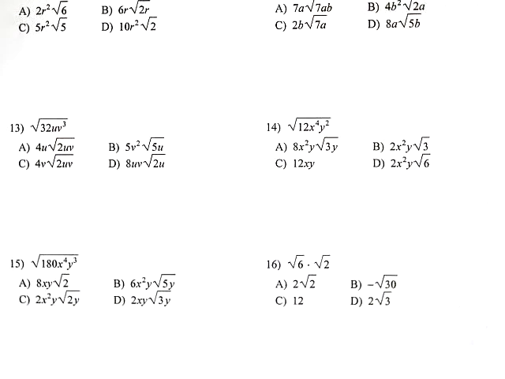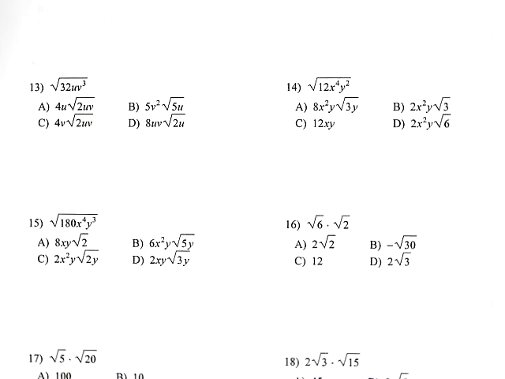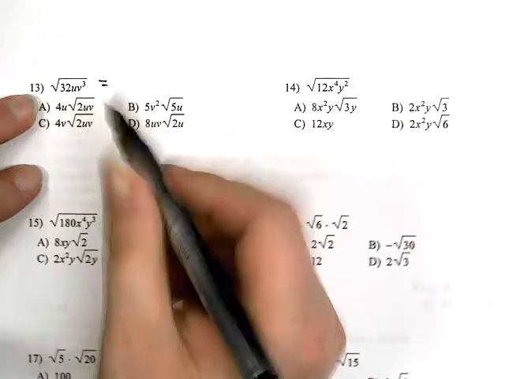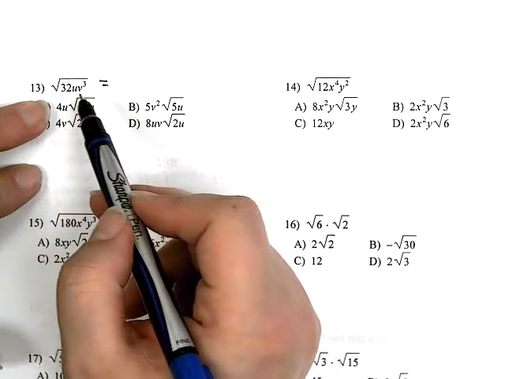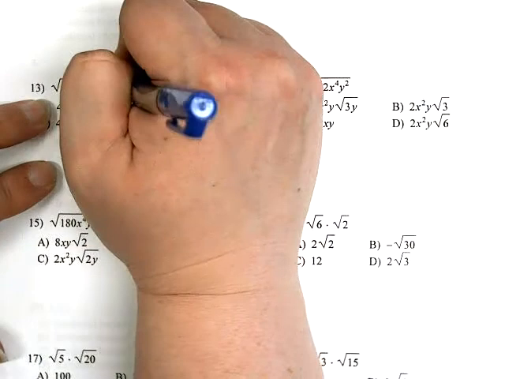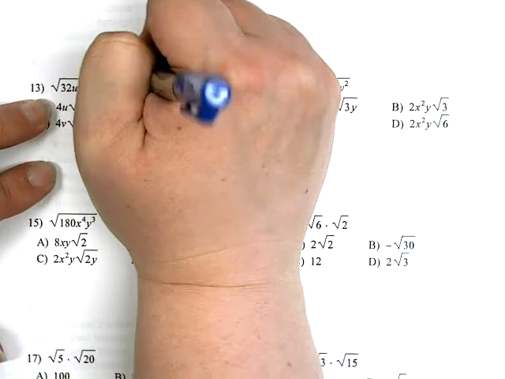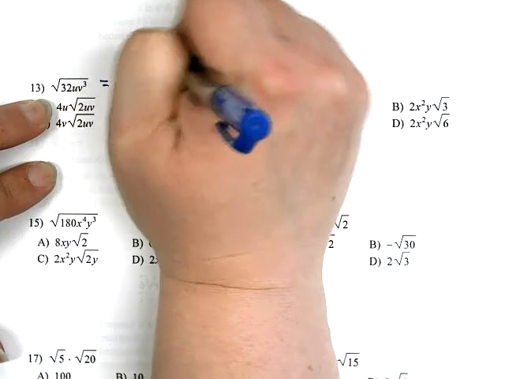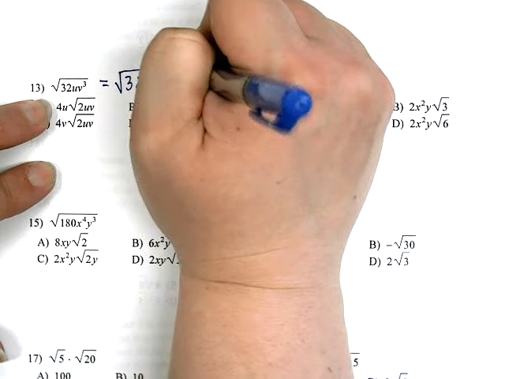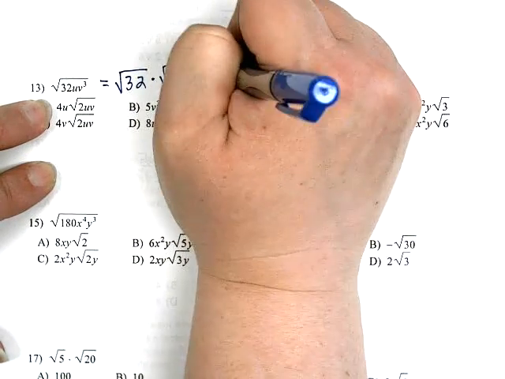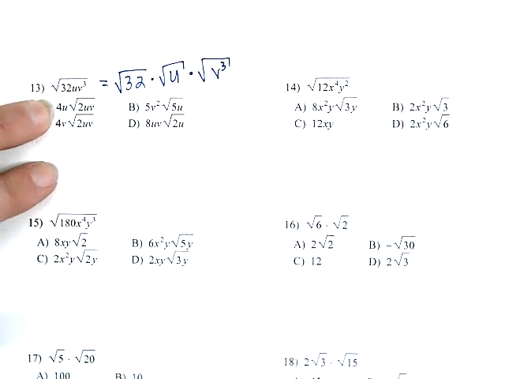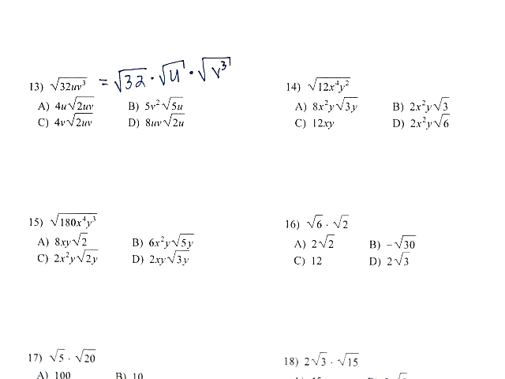All right, so take a look at number 13. Let's do that one. We need to simplify this radical, and the first thing I want to do is break it up because it's got a number, a u, and a v. So I'm going to break it up as the square root of 32 times the square root of u times the square root of v to the third. The first thing I'm going to take care of is that 32.